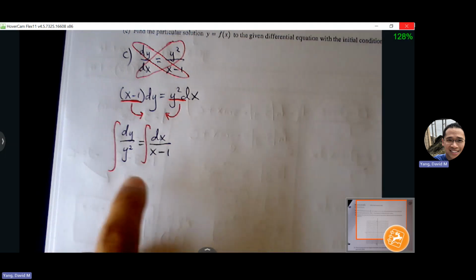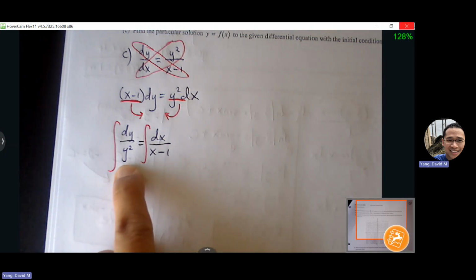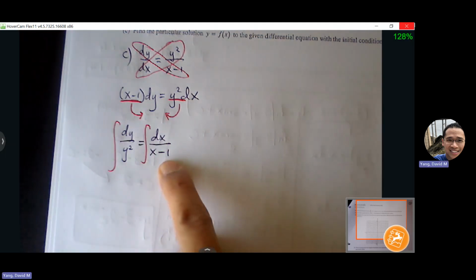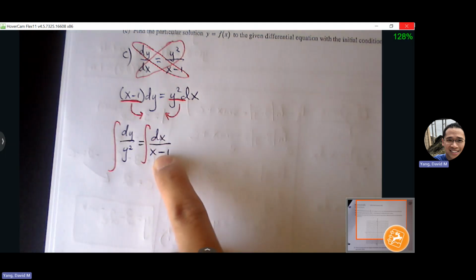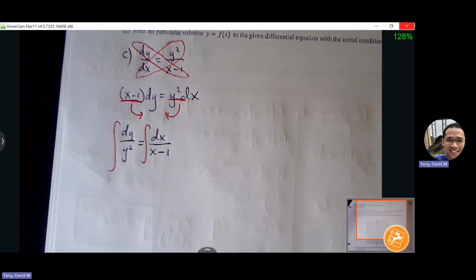Can we talk about what rule we want to use on each side, though? How would you handle the left side? Power rule, right? Bring that y to the top. How about the right side? U substitution, with the u value being x minus 1. Yeah. So this will eventually end up being 1 over u du, because this will be a u to the first power, right? Okay.